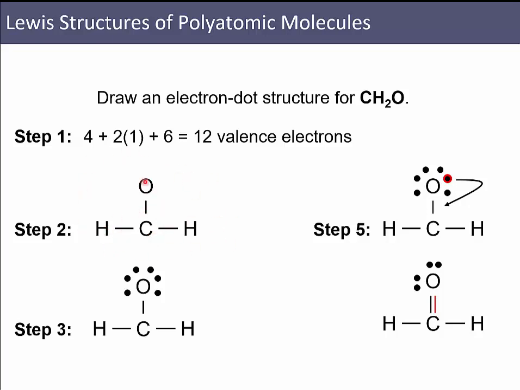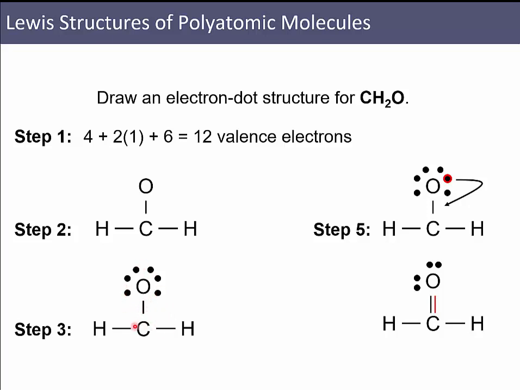Now we're going to go from the outside in, right? So we're going to do 2, 4, 6. I've used up all my electrons, but look at this carbon. This carbon isn't happy. My oxygen's happy, 2, 4, 6, 8 around my oxygen, but my carbon only has 2, 4, 6.